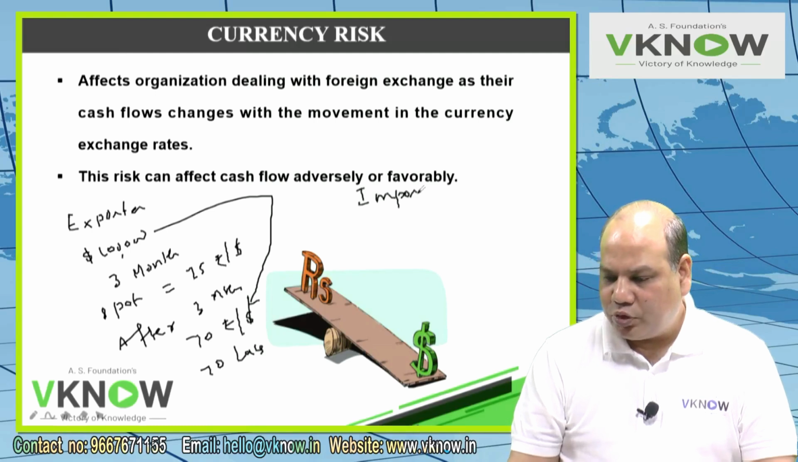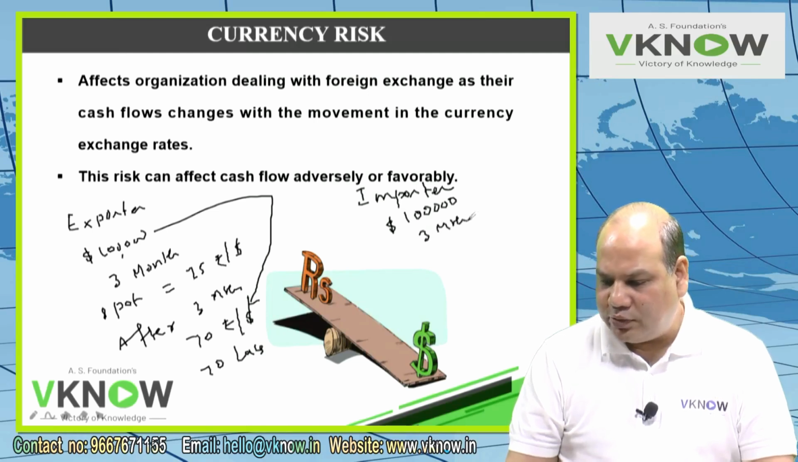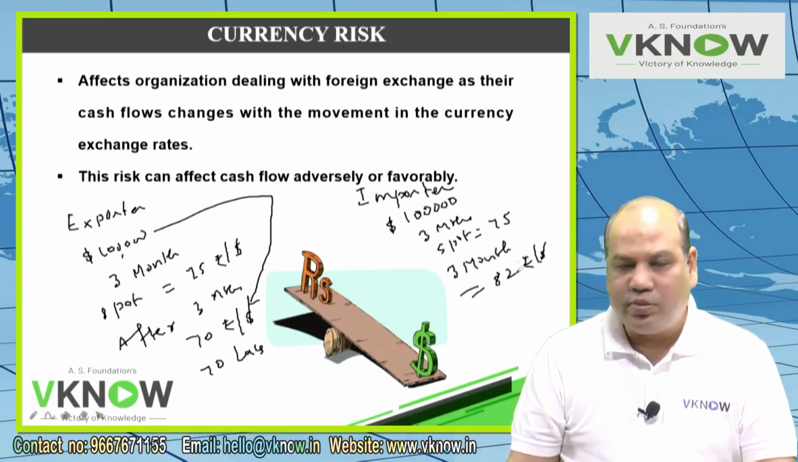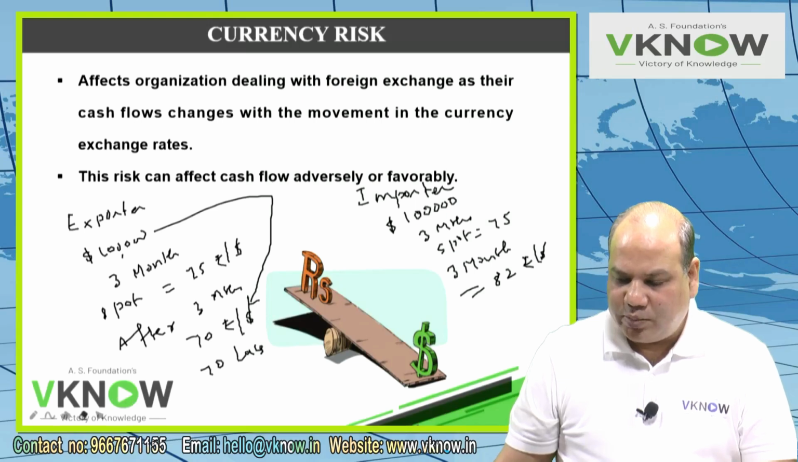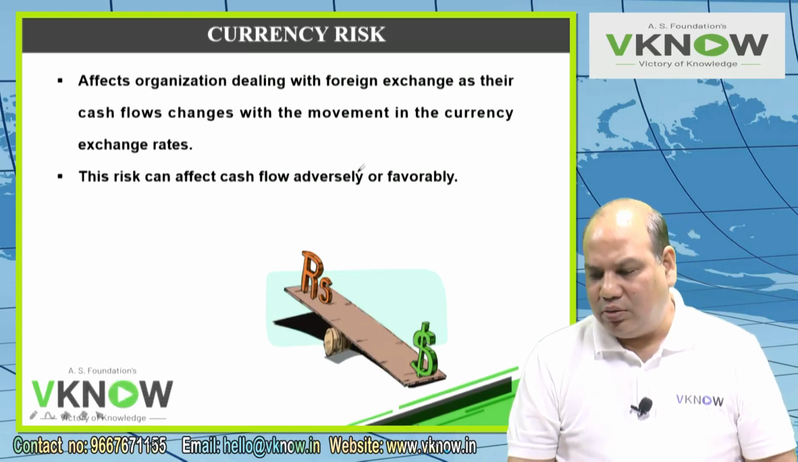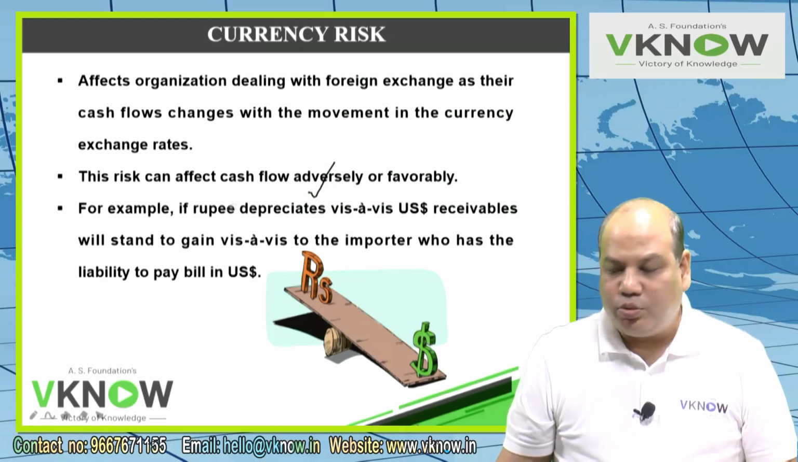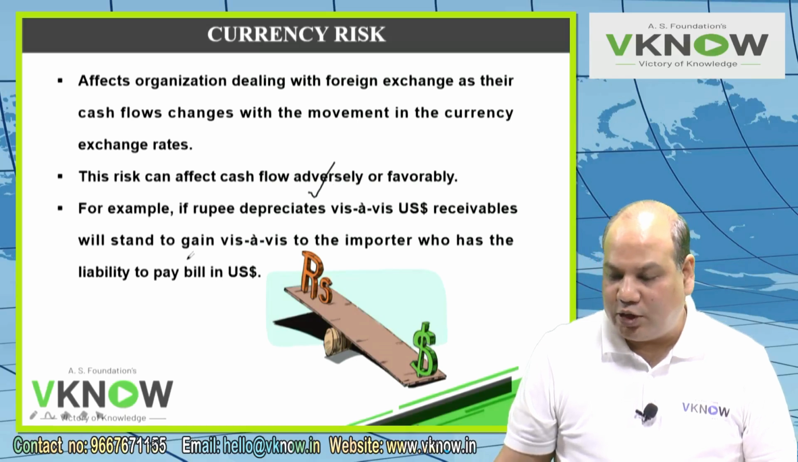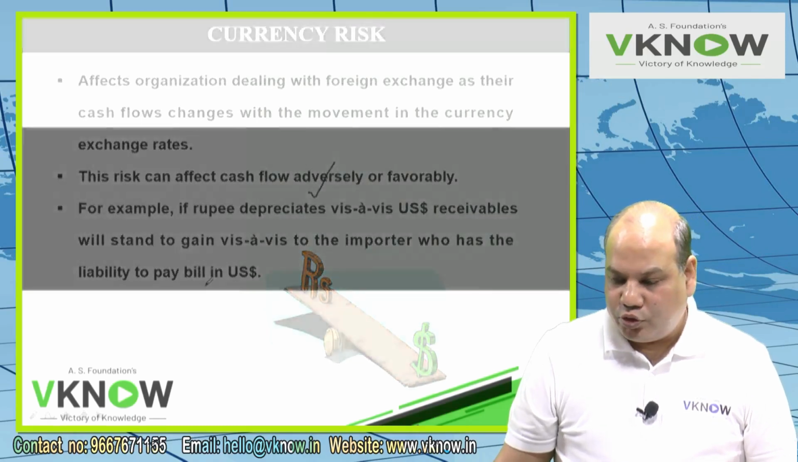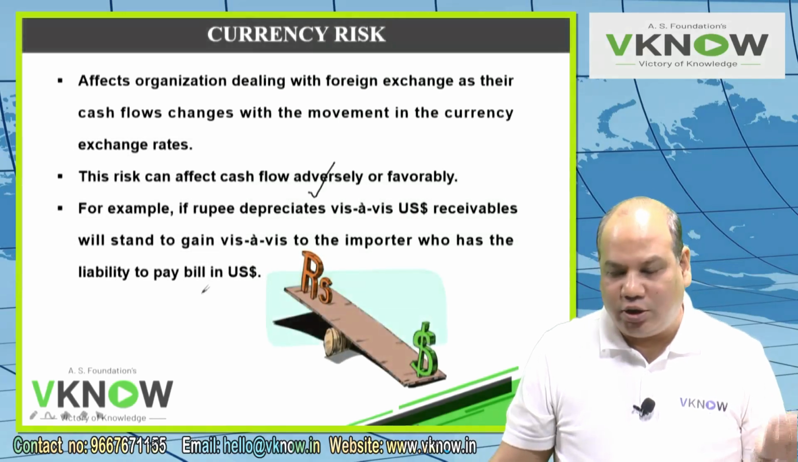If you are an importer or any party who has to make payment after some time, dollar 1 lakh, after 3 months, the spot rate when you had entered into the transaction was 75. After 3 months, the rate is 82 rupees per dollar. How much loss will you suffer? 7 lakh rupees. That is the exchange risk. This risk can be favorable or unfavorable. So when we are talking about risk, we are mostly looking at the adverse impact of that risk. Example, if the rupee depreciates vis-a-vis the US dollar, the receivable will stand to gain vis-a-vis the importer who has the liability to pay the bill in US dollars. So when the rupee depreciates, the exporter will enjoy, the importer will cry.